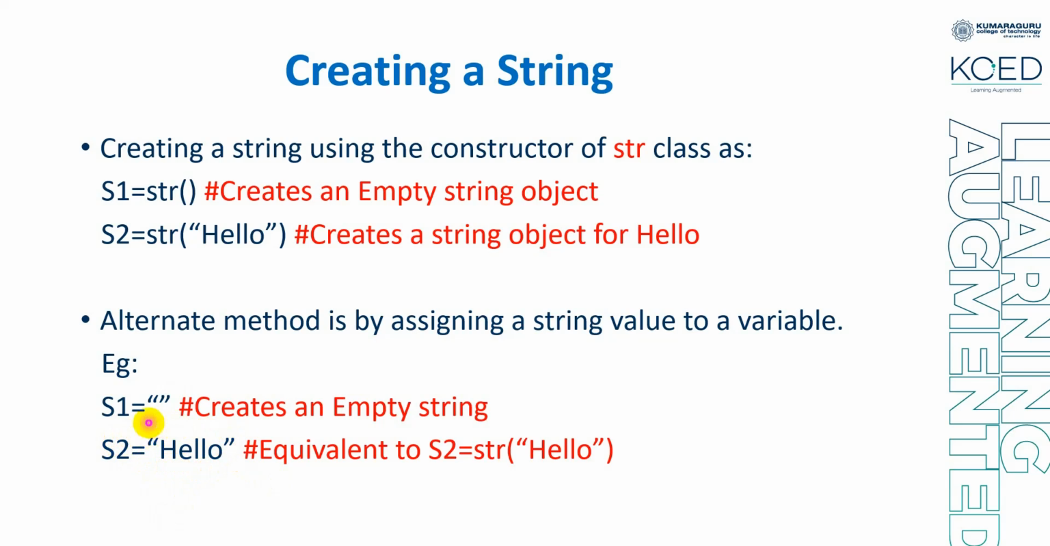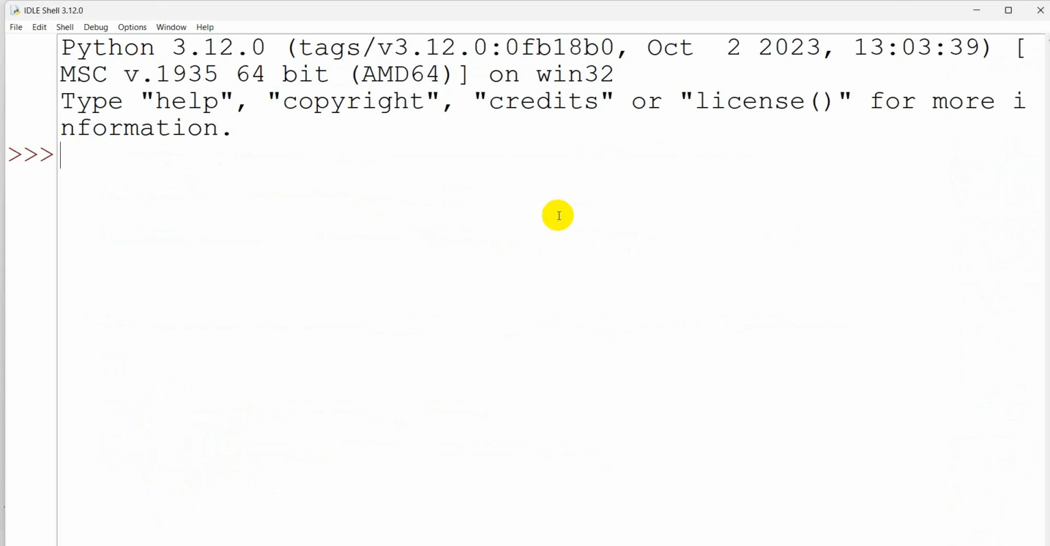Now we will see a demo. First I am going to use a constructor. The variable s1 equal to str. Str is the constructor of the str class. Within this I am passing a value hello. Now the hello object is created and assigned to s1. So this is one way. If I give s1, the value hello will get printed.